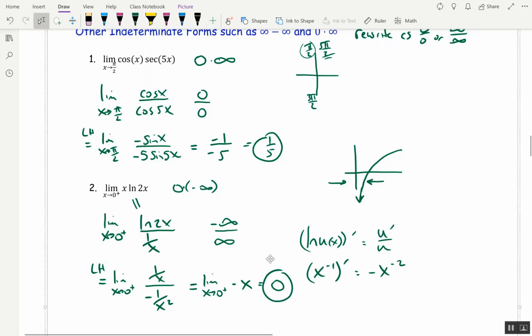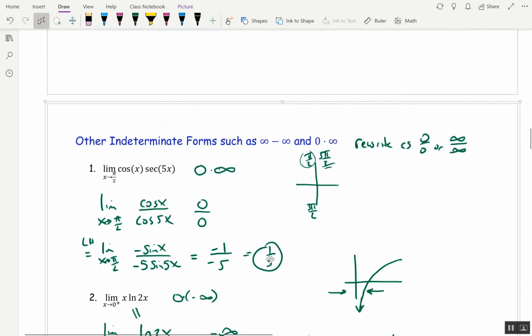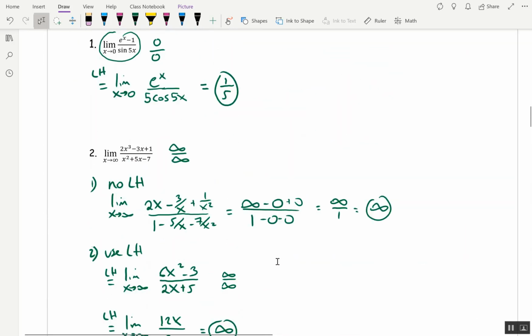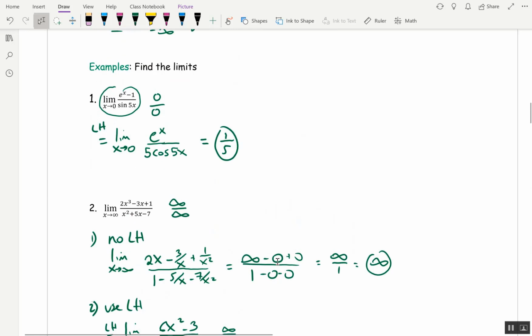Okay, so let me just pause for a moment, go backwards. By far, the most common use of L'Hopital's rule will be something like this, where it's a straight up 0 over 0 or infinity over infinity.